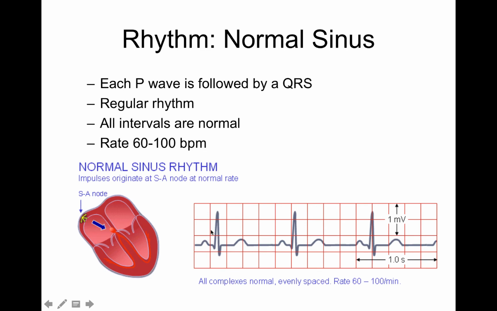So I have P waves present and a QRS complex within normal limits. My rate, we're going to say that it's within normal limits. Keep in mind this is only a 3-second strip, so this rhythm right here would be 60. So it's within normal limits for sinus rhythm. So my final answer is going to be normal sinus rhythm.